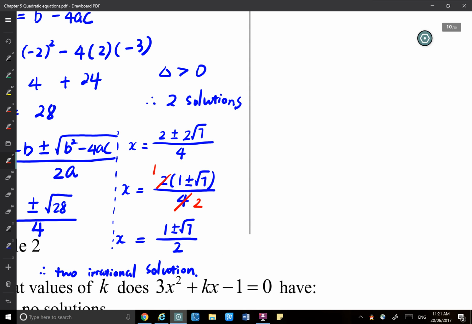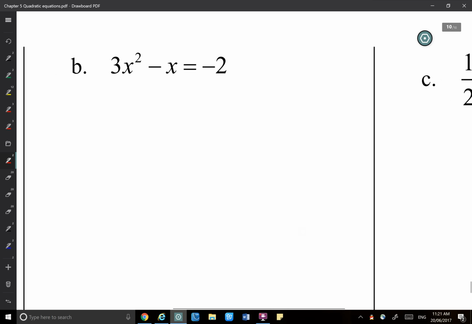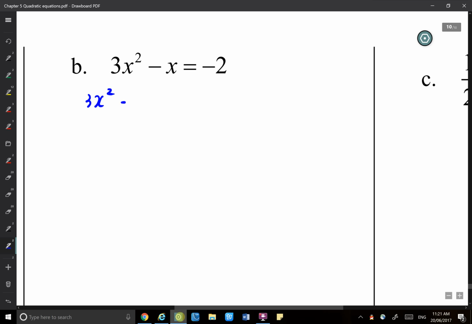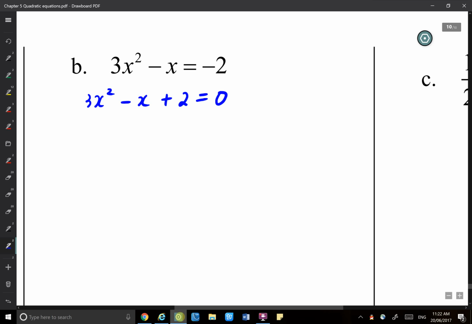All right. Next one, you have -2 on right hand side, which I'm not satisfied with. You will move that +2 to the side, and that equals to 0. So what A equals to? A is 3, B is -1, C is 2.